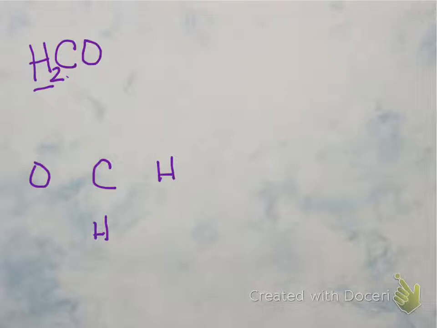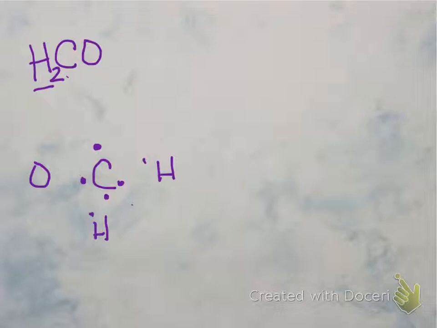Now I need to put in my valence electrons. Remember we said carbon has 4 valence electrons because it's in group 14. 1, 2, 3, 4. Each hydrogen only has 1 valence electron.